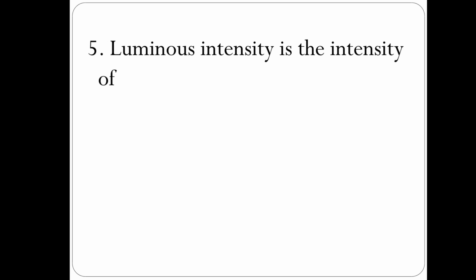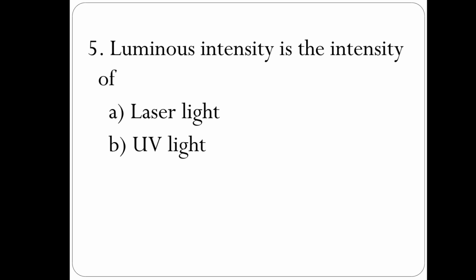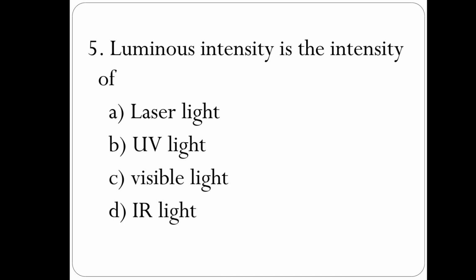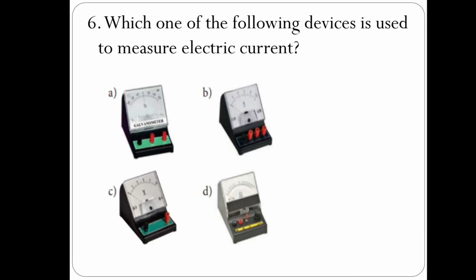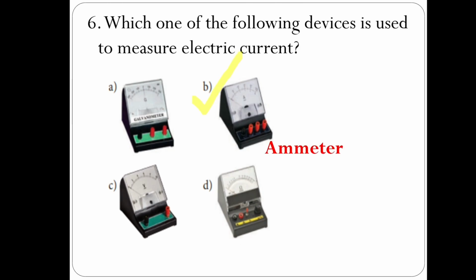Luminous intensity is the intensity of laser light, UV light, visible light, IR light. Luminous intensity is the intensity of visible light. Which one of the following devices is used to measure electric current? So which is the device? What is the name of the device which we use to measure the electric current? It is ammeter. So it will be having the symbol A. The answer is option B, ammeter.